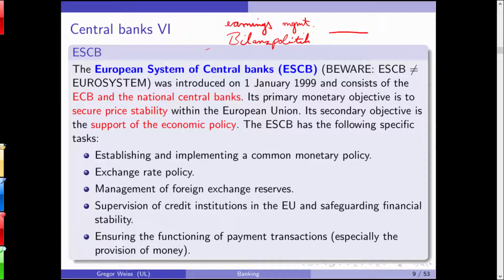Imagine you have three possible outcomes. You have earnings, you have a profit of, say, minus 1 million. You have a second possible profit of minus 0.01 and a possible profit of plus 1 million euros. Now, what does earnings management mean?